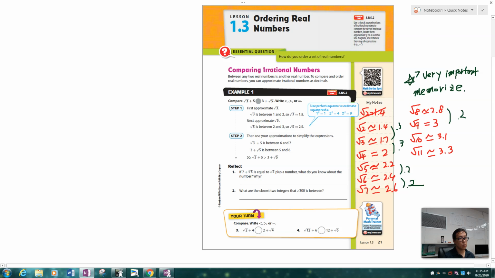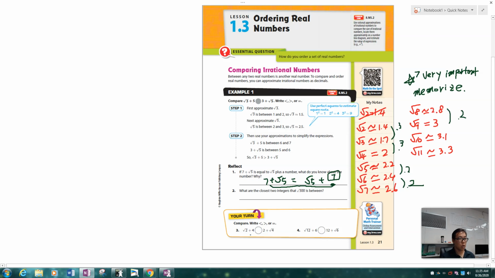So let's go to reflect number 1. If 7 plus square root of 5 is equal to square root of 5 plus a number, what would you know about the number? Isn't it just this guy right over here? Because they are equal to each other. So this number has to be 7. All right, your turn.